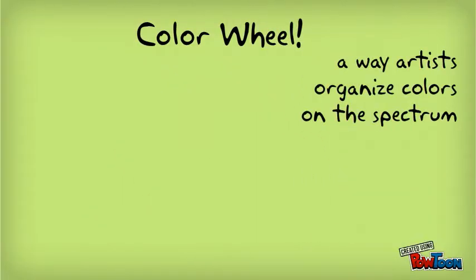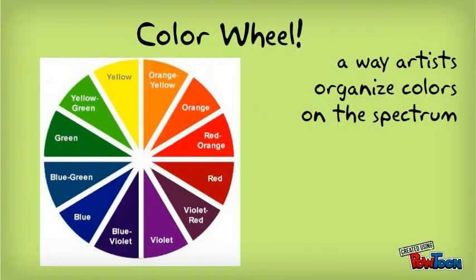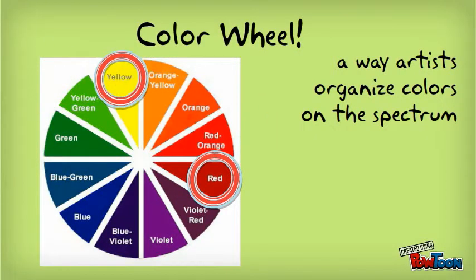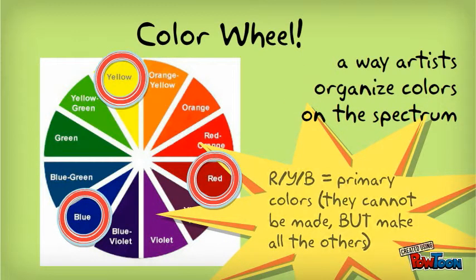Color wheel, the way artists organize colors on the spectrum. I want you to remember three things: red, yellow, blue on this color wheel. Why? Red, yellow, and blue are primary colors. They cannot be made, but they make all the other colors.